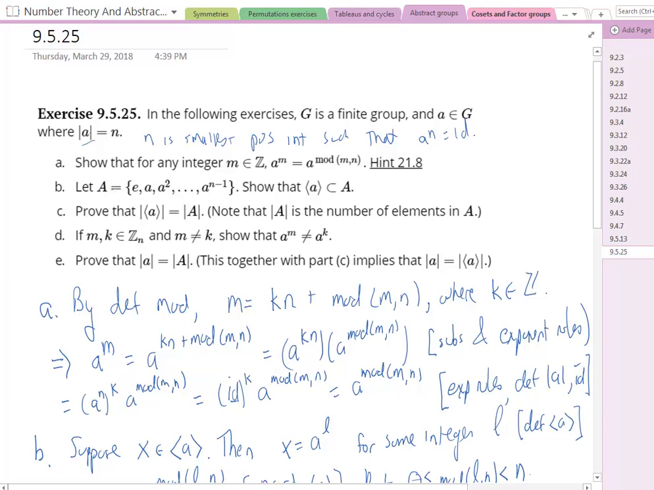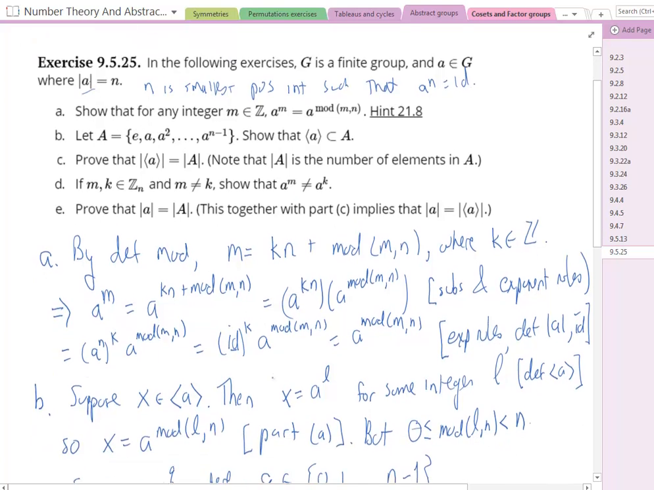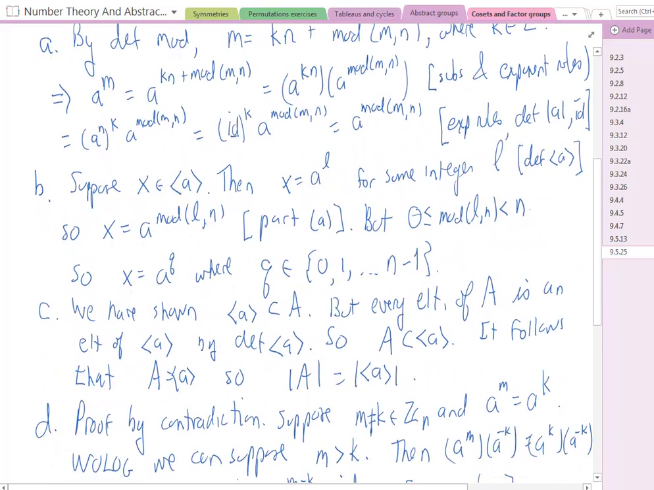Part B says, suppose I have this set. This set has n elements, and I want to show that the orbit of a is contained in big A. In other words, the cyclic subgroup generated by a is contained in A. And I'm going to use part A. What I want to do is show that any element of this orbit is also an element of big A. So here's the proof. It comes pretty directly.